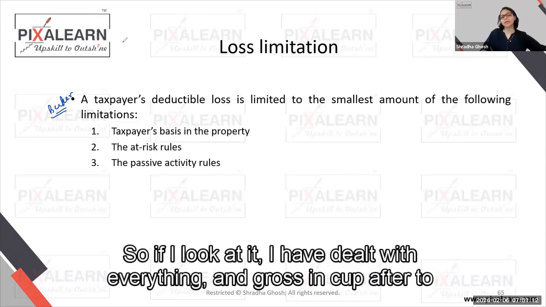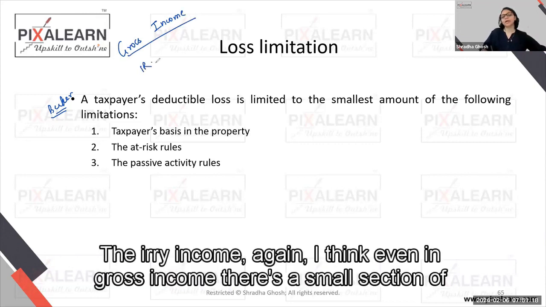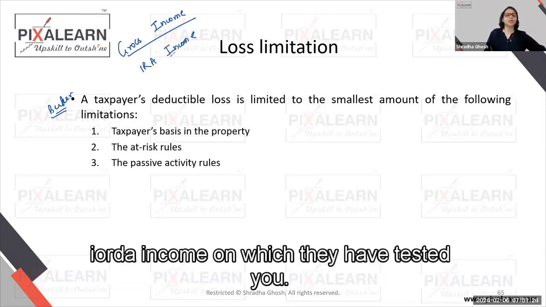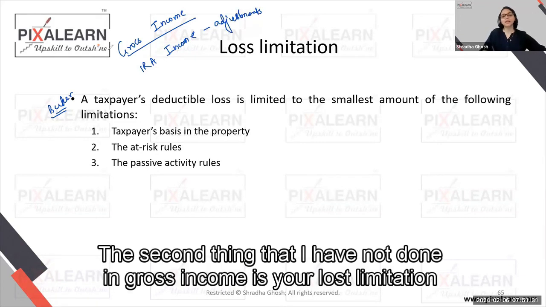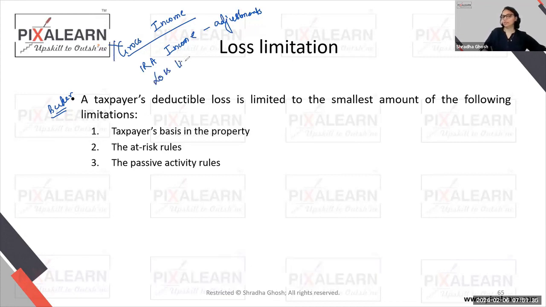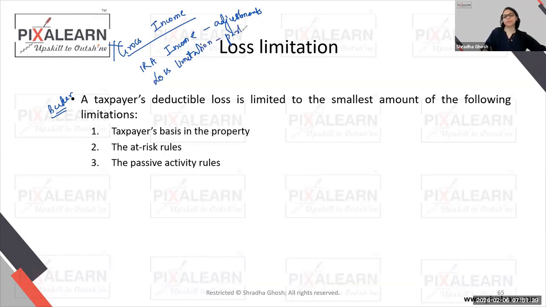Okay. So if I look at it, I have dealt with everything in gross income after today's session, except three topics. The IRA income, again, I think even in gross income there's a small section of IRA income on which they have tested you. We are going to do it later with the adjustments. The second thing that I have not done in gross income is your loss limitation rules. We are going to do this at the time when you're going to do partnership. We are not going to do it now.